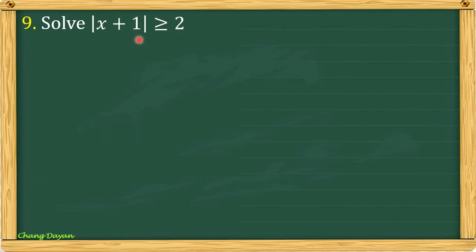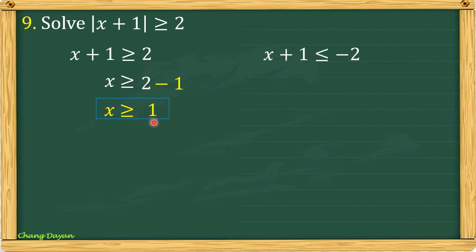Now let us have this one. x plus 1 greater than or equal to 2. So let us find out first the value of x. So x greater than or equal to 2. Applying transposition, we have x is greater than or equal to 2 minus 1, which is 1.